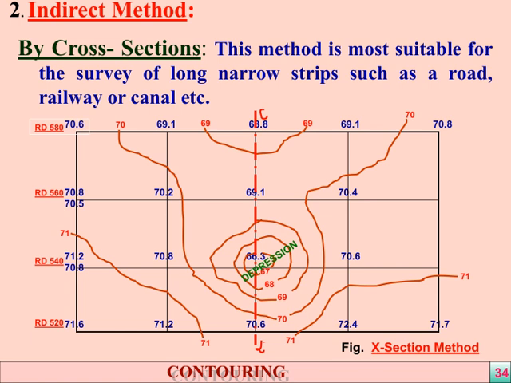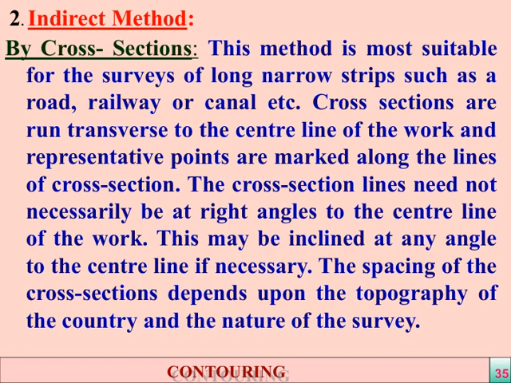In summary, the cross-section method provides a systematic way to understand terrain variations over lengthy, narrow strips, which is vital for accurate planning and construction. Let's now look at the indirect method, specifically using cross-sections. This approach is especially useful when surveying long, narrow strips like roads, railways, or canals.